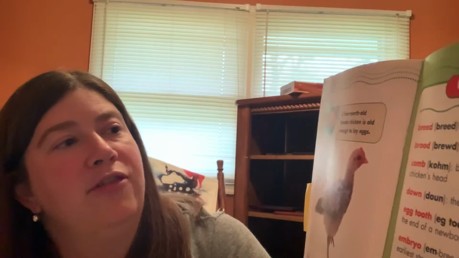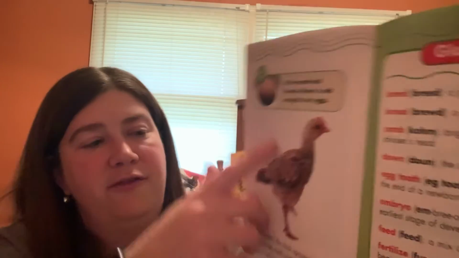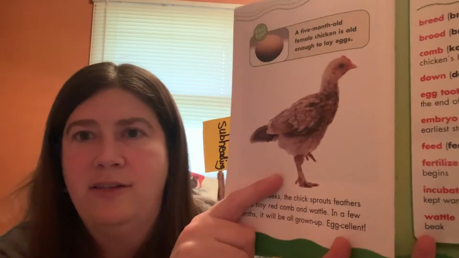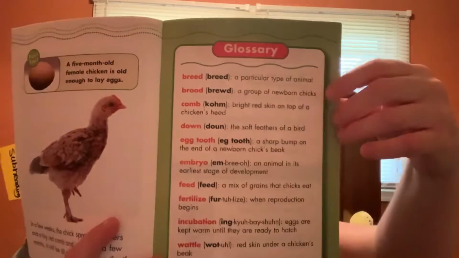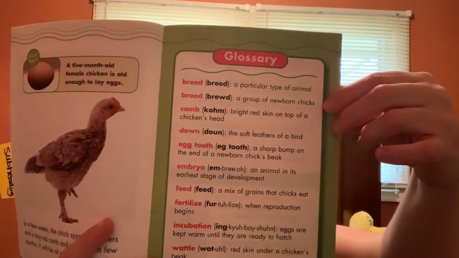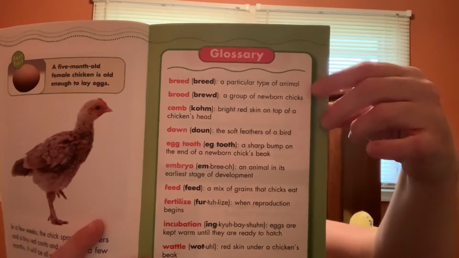A 5-month-old female chicken is old enough to lay eggs. That was our fun fact. And then we see a chick that looks a little different. In a few weeks, the chick sprouts feathers and a tiny red comb and wattle. In a few months, it will be all grown up. Excellent! And then again, we see the glossary in the back of the book, that little dictionary to give us the meaning of words that were in bold in the book.